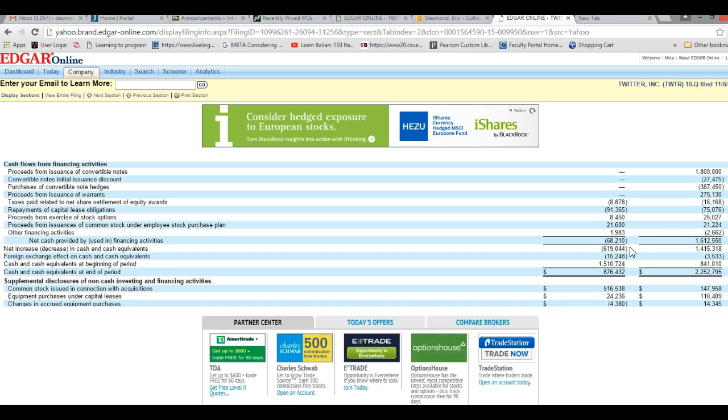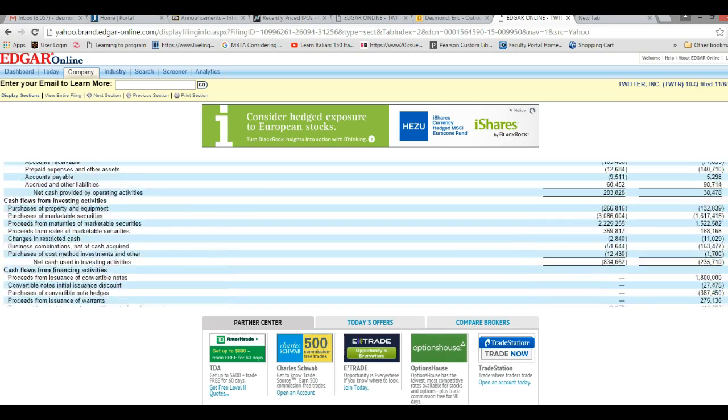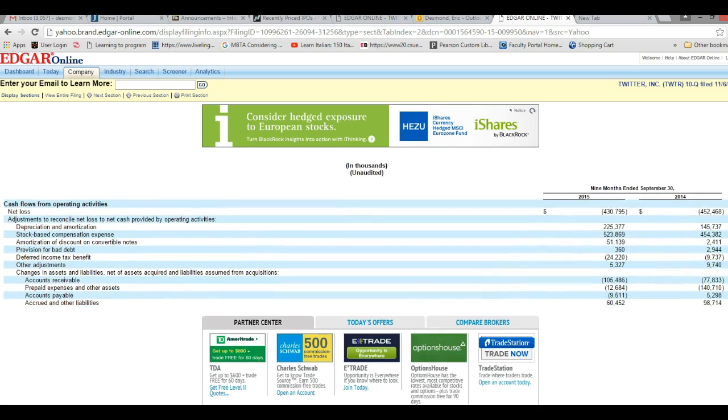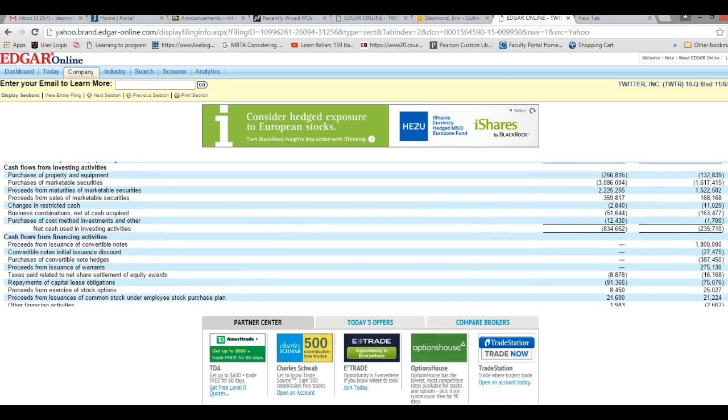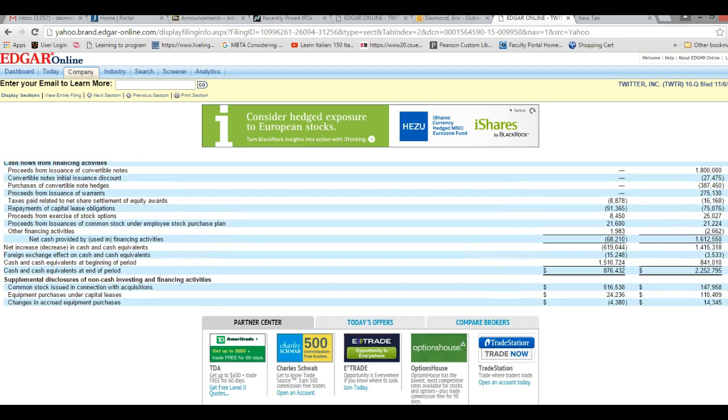There was an overall decrease in cash and cash equivalents. Look at last year, September of 2014, there was a significant increase in cash and cash equivalents. This year, it's down. So they burnt through a lot of cash.